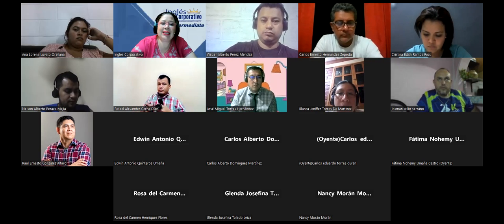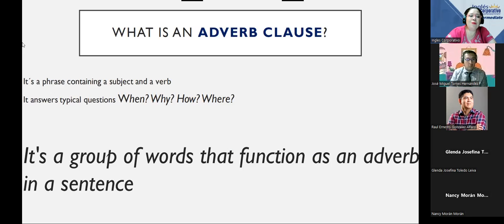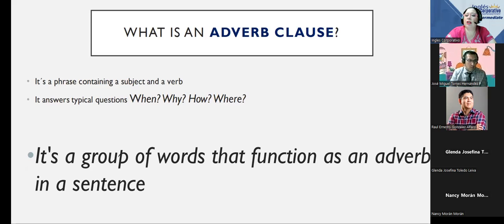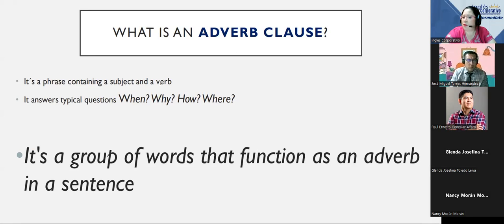We're going to say that an adverb clause is a phrase containing a subject and a verb. Okay, if they contain a subject and a verb, isn't that a sentence? Yes, it is a sentence, but it doesn't have a meaning by itself. If it goes alone, there is something missing. There is something that has to complete this idea. It's not a complete idea. It's a part of an idea. That is why it's a clause. It's not exactly a sentence, okay?